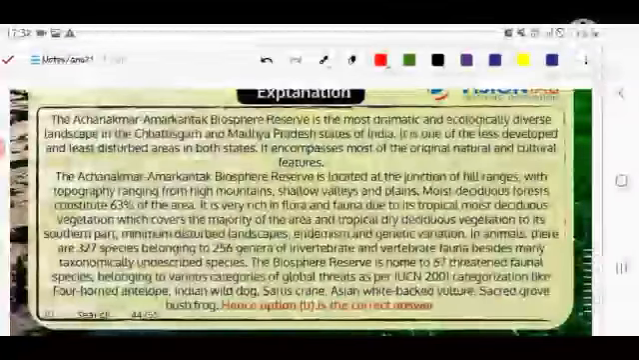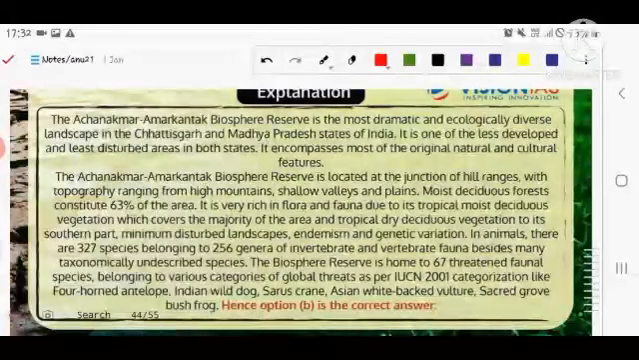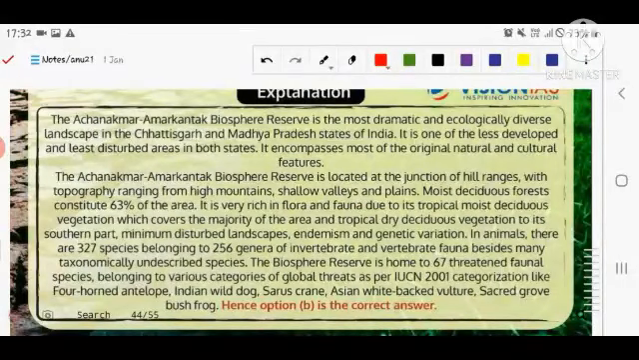The Achanakmar Amarkantak Biosphere Reserve is the most dramatic and ecologically diverse landscape in the Chhattisgarh and Madhya Pradesh states of India. It is one of the less developed and least disturbed areas in both states. Administration there is sometimes difficult because the two states have different communities and ecosystems.